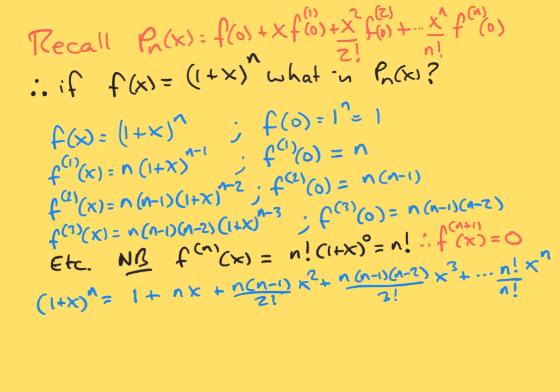So what we have is, let's look at this term, n times n minus 1. That's part of a factorial. N times n minus 1 times n minus 2, that's again part of a factorial. So what we can do is we could say, well, this is n factorial, but n factorial is n times n minus 1 times n minus 2 times n minus 3, etc.